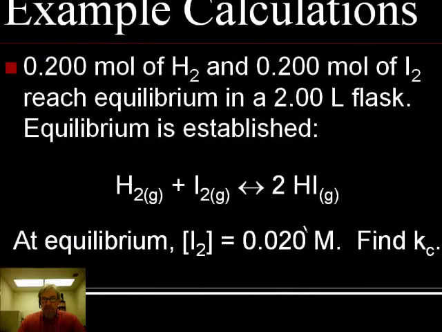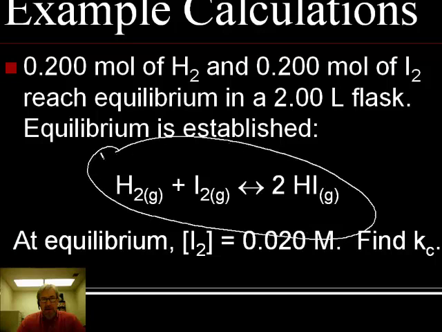Now I'm going to introduce you to some tricks that we can use to solve equilibrium type problems by doing three example calculations. The first one says I have 0.2 moles of H2, 0.2 moles of I2, and I'm putting them in a 2-liter flask and allowing them to reach equilibrium. Here's the relevant equilibrium expression, the reversible reaction. And we know that at equilibrium, I2 is going to be equal to 0.02 molar, and our job is to determine what is Kc for this reaction at this particular temperature.